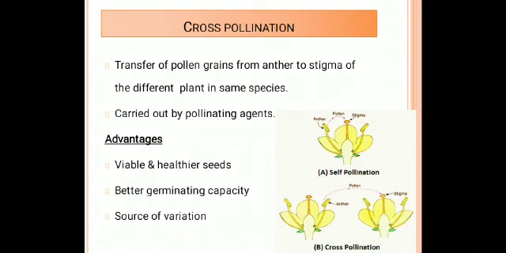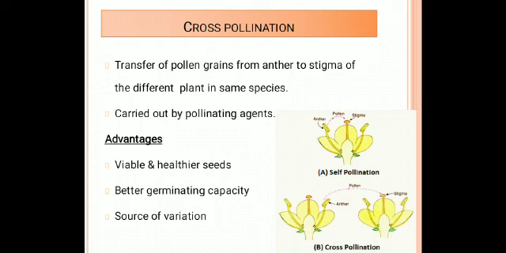The next one is cross pollination. Cross pollination is the transfer of pollen grains from the anther to the stigma of a different plant in the same species. You can see that one flower is on one plant and another flower on another plant, so the pollination happens from one plant to another plant of the same species. That is called cross pollination.